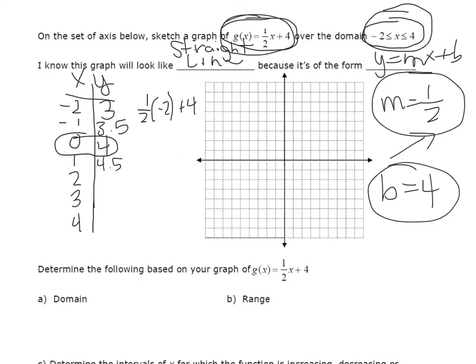The next value would be 4.5. The next value would be 5. When x is 3, y would be 5.5. And when x is 4, y would be 6. So now we can plot those points.